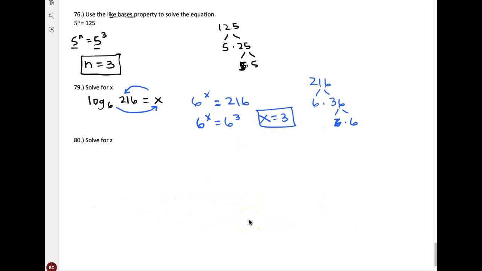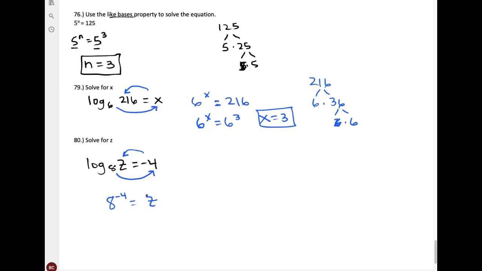Okay, and then the last one let's look at, let's do one with a negative number also. Make sure you know how to do this. So if I have log base 8 of z equals negative 4, again, I'm going to change it to exponent form. So 8 to this power equals this. So 8 to the negative 4th power equals z.